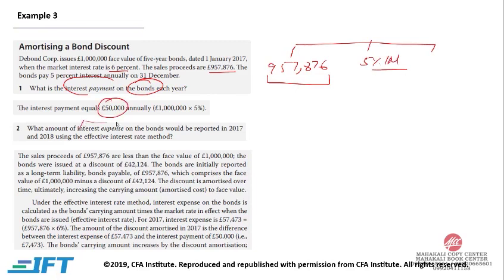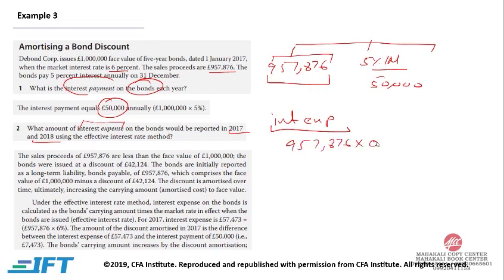What amount of interest expense on the bond would be reported in 2017 and 2018? Now, we also need to understand that your interest expense is not your 50,000. This is actually your interest payment. Your interest expense is dependent upon your initial cash inflow. So 957,876 multiplied by 0.06, we get 57,473 as your 2017 interest expense.